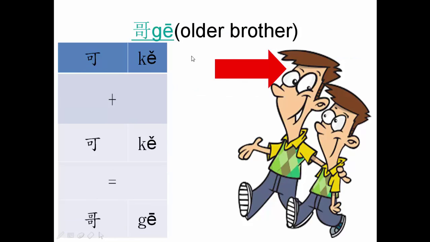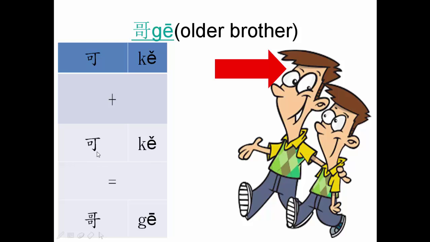Okay, then let's look at 哥. 哥 means older brother. Okay, so let's see. Would you try to separate them into two parts? This one is 可. We combine two 可 together, then it looks very similar to 哥, 哥哥. But pay attention to here. 可 at the last stroke order, we got a hook. But at the open part, we do not have a hook here.